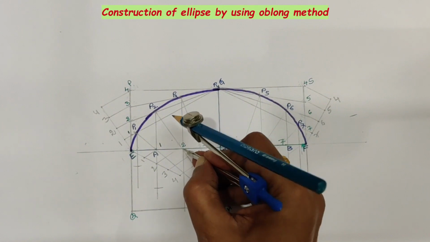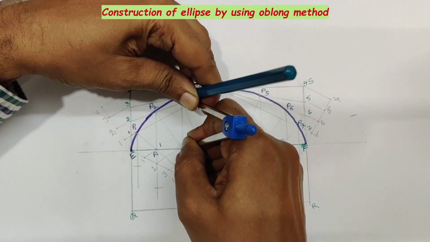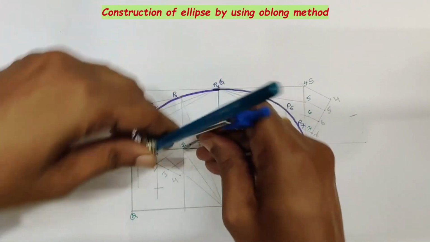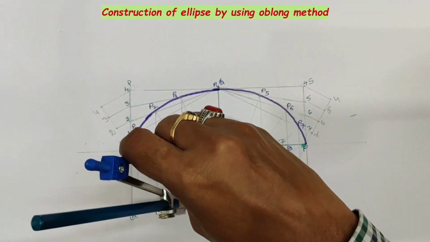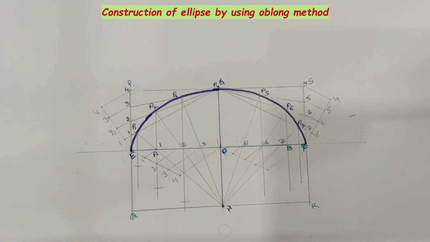Similarly, from the major axis to the P3 point, draw an arc on this vertical line. With that you will get P3 dash. Similarly, repeat the procedure for locating P5 dash, P6 dash, P7 dash also.